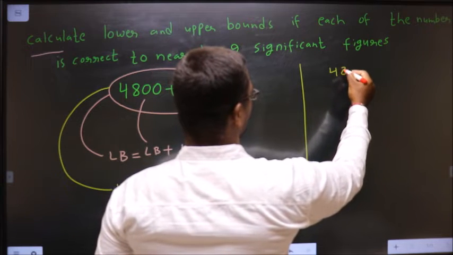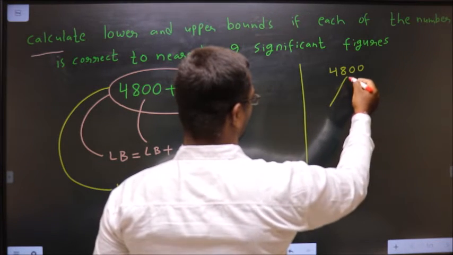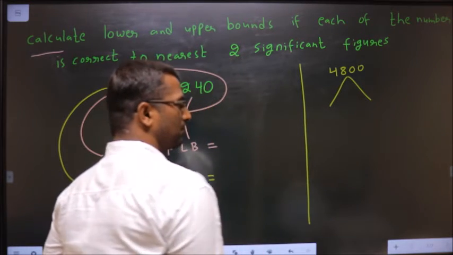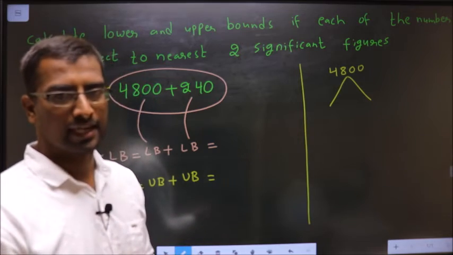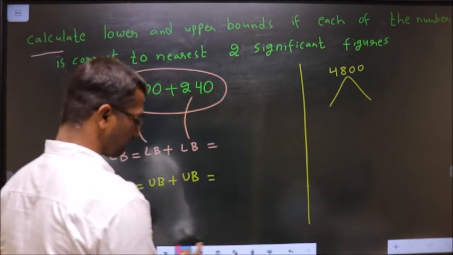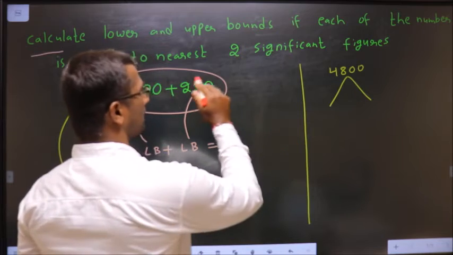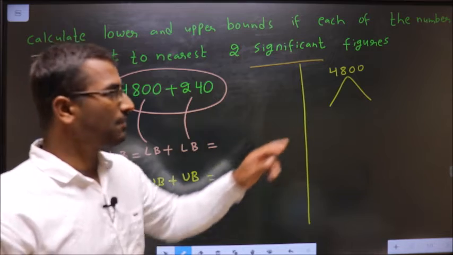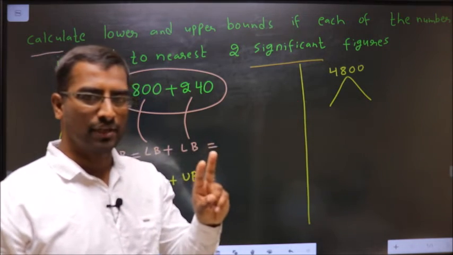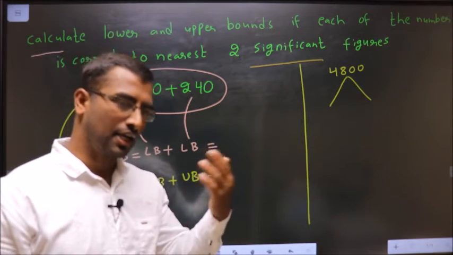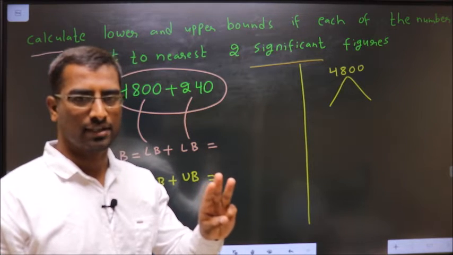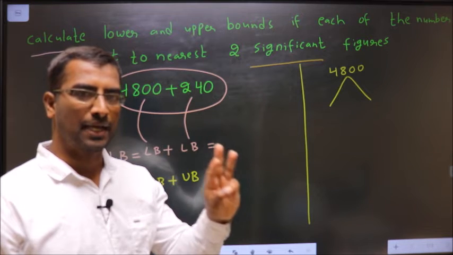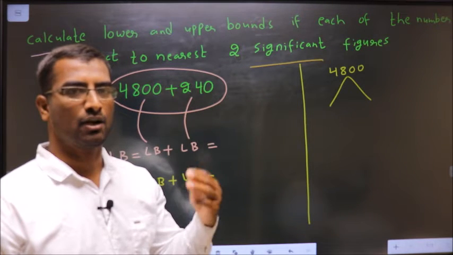So that is 4800. Now, what should I subtract and add to get the lower and upper bound? How do I decide that? In this way. It's correct to the nearest two significant figures. This thing is correct to two significant figures. That means earlier there were three significant figures which got reduced to 2. So now you should make it back into three significant figures. And how do you do that?